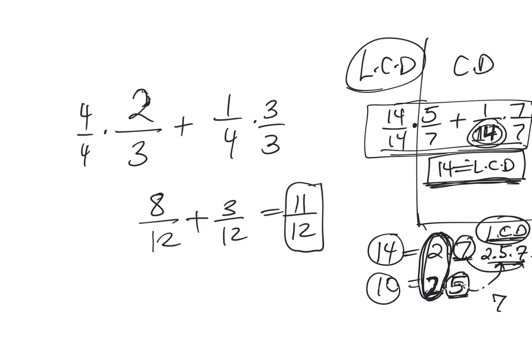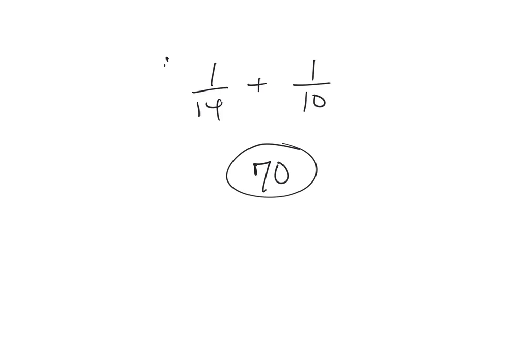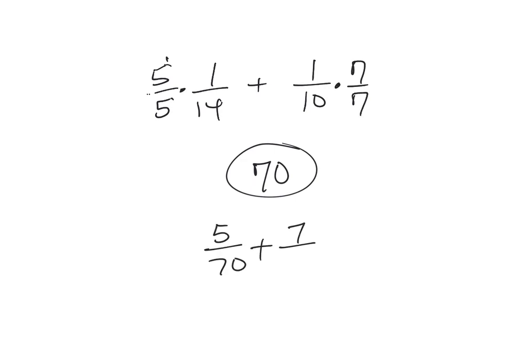Why is this important? Because now if I give you a problem like 1 over 14 plus 1 over 10, you know that your lowest common denominator is 70, right? So basically, what do I multiply 14 by to give me 70? Well, 5. So 5 over 5. And what do I multiply 10 by to give me 70? 7 over 7. So now you have 5 over 70 plus 7 over 70, and that's equal to 12 over 70.